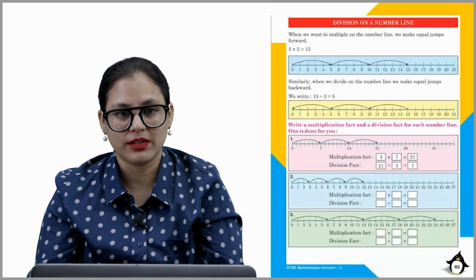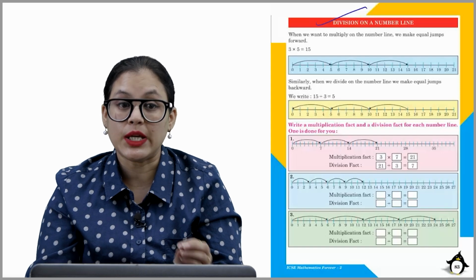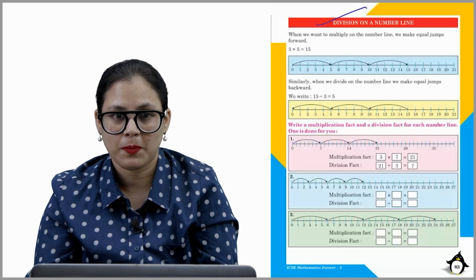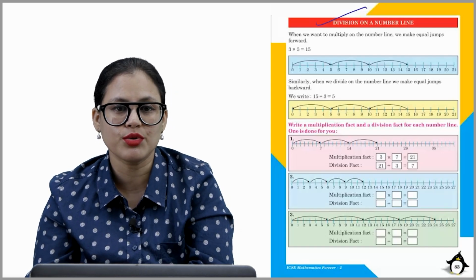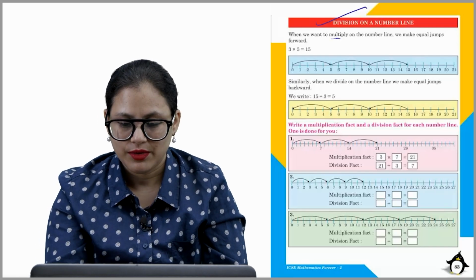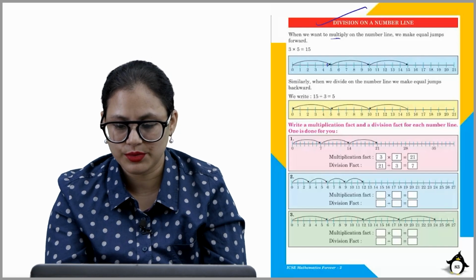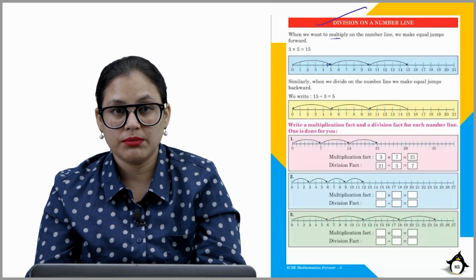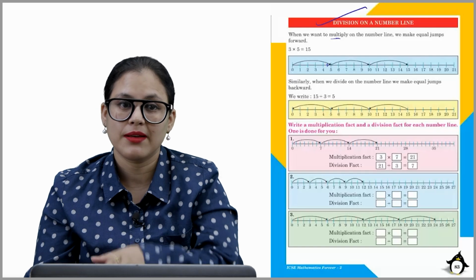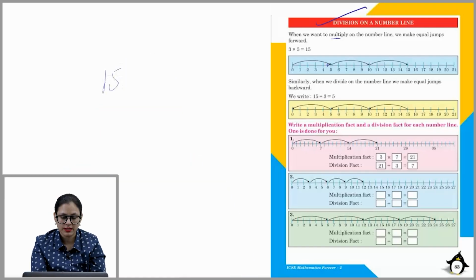Next, division on a number line. When we want to multiply on the number line, we make equal jumps forward. Okay. 3 into 5 is equals to 15. Here we are talking about multiplication. Okay. See, 3 sets of 5. 1, 2, 3. Similarly, when we divide on the number line, we make equal jumps but backward or to the left side. So, we write 15 divided by 3 as 5.